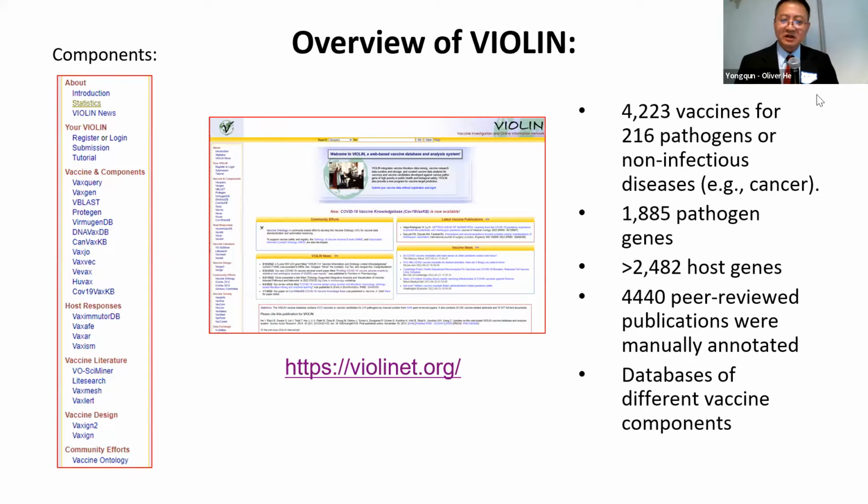Then we have over 4,000 vaccines for 216 pathogens or non-pathogen diseases like cancer or autoimmune disease. We have collected about 1,800 pathogen genes and about 2,400 host genes, which are more like immune factors. And we have manually annotated over 4,000 peer-reviewed publications over more than 15 years.